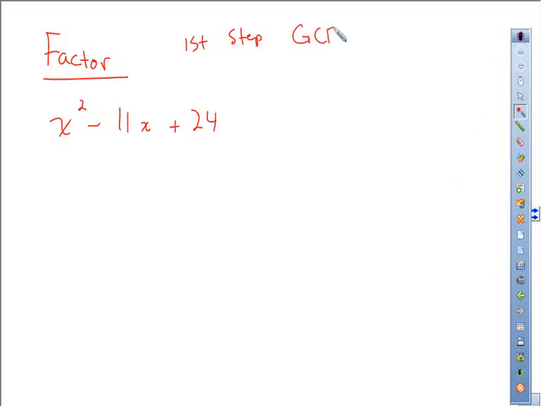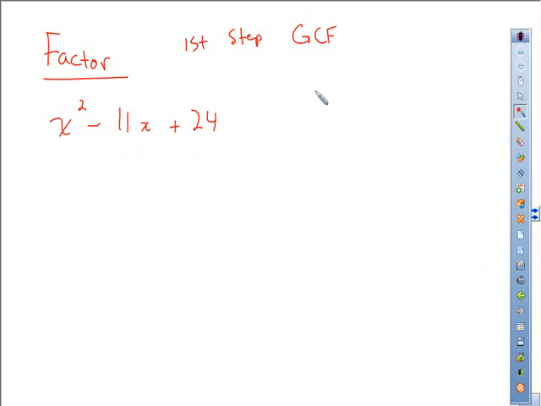Let's try another one. Let's say we need to factor x squared minus 11x plus 24. The first step in factoring is to look for the GCF. You always look for the GCF first. So we look to see, can we take anything out? Is there a greatest common factor for these three terms? No, there isn't. So then you move on to the next step, which is trying to factor it.